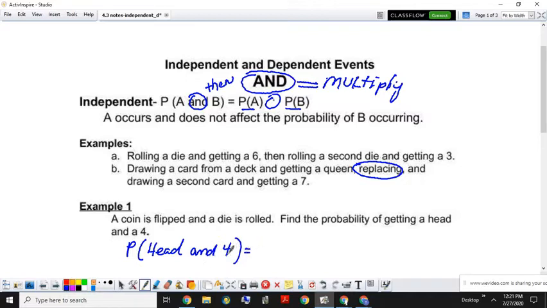So just do each probability separately. The probability of heads on a single coin is 1/2. And means multiply. These are independent. They have no effect on each other. Getting a heads or tails does not affect what you get with the die. And then getting a 4, 1 out of 6. Do your two individual probabilities, multiply them together, 1/12 in the end.